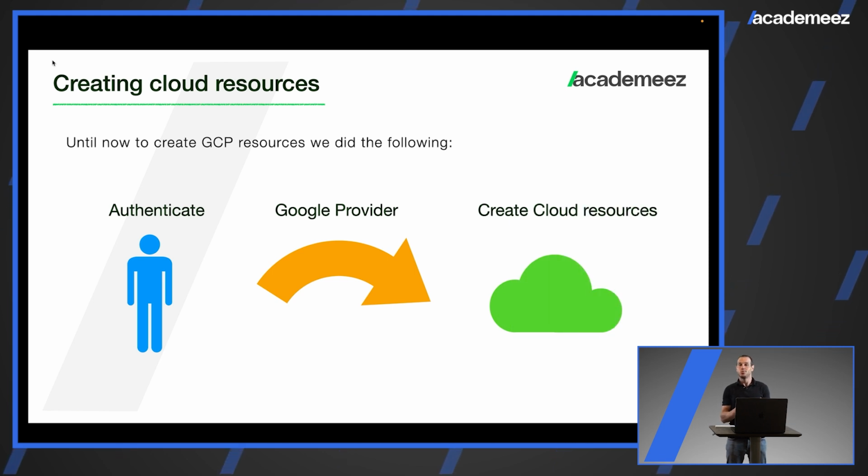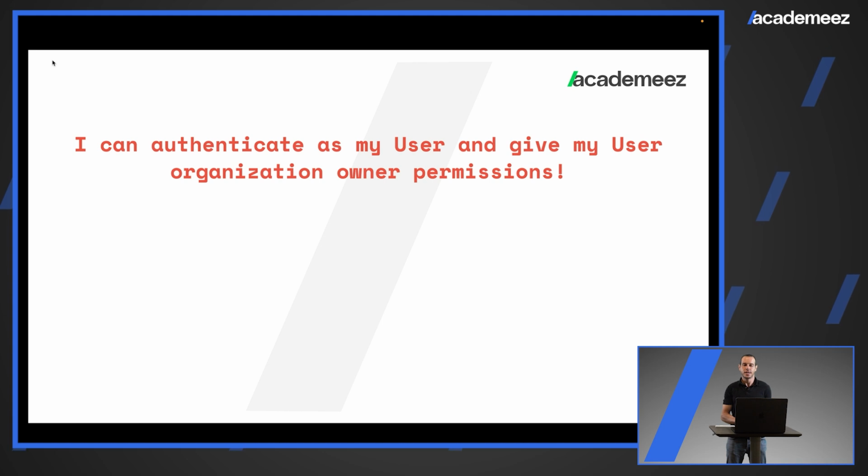So basically what we did is we authenticated as ourselves, we gave ourselves a lot of power to create cloud resources, and then we created those cloud resources using our own user with a lot of permission. For example, I see a lot of organizations that simply give a user organization owner permission, which is godlike permission to do pretty much whatever they want. This is a lot of times how organizations deal with it: let's give our users a lot of power so they can create cloud resources.